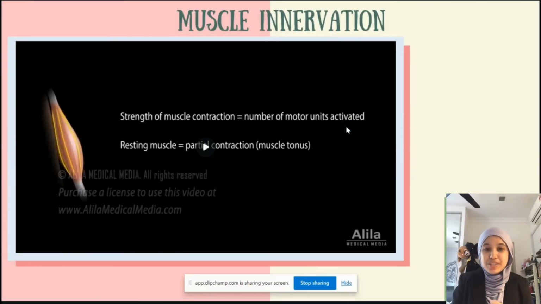Now, before we end our presentation, we've got two more concepts to cover. We've got muscle innervation and also the role of calcium 2+ ions in muscle contraction. So let us begin with muscle innervation. To start off, let us watch this short video so you can have a better understanding of the topic beforehand.